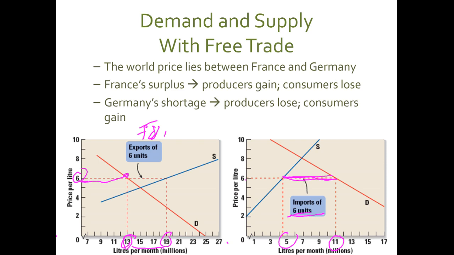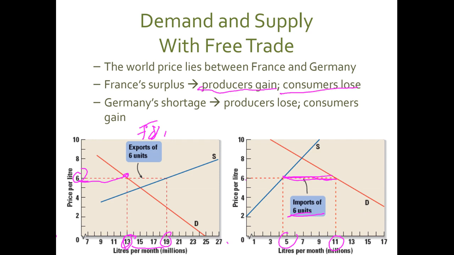They always say, when France was not trading with Germany, we were able to purchase wine, but now we are not because the price has gone up because of trade. So this is what is written here. France: producers gain, consumers lose.